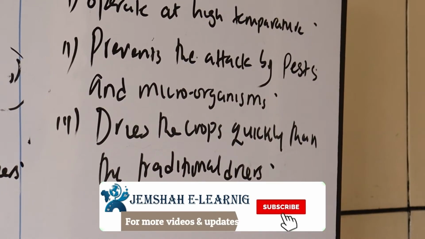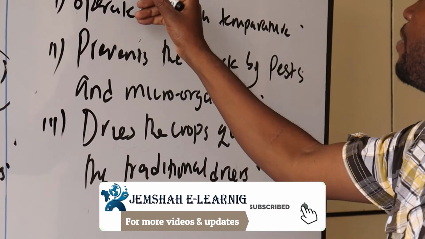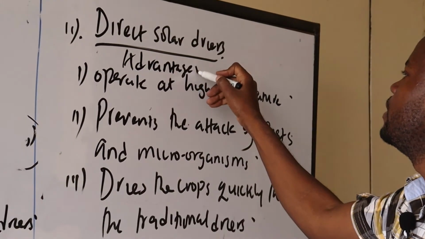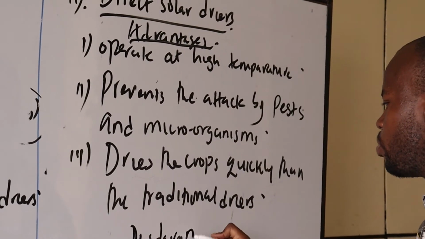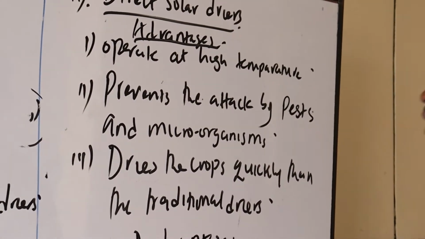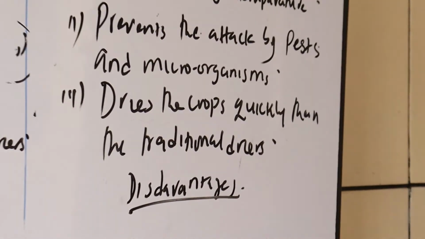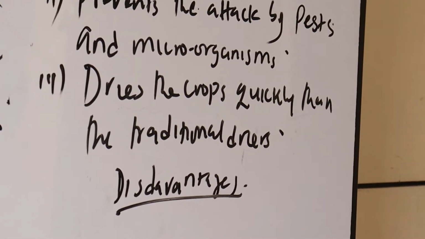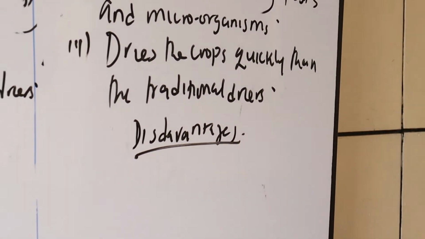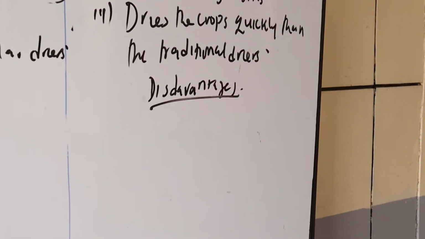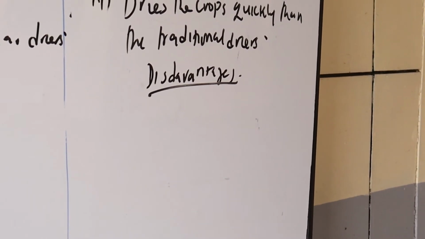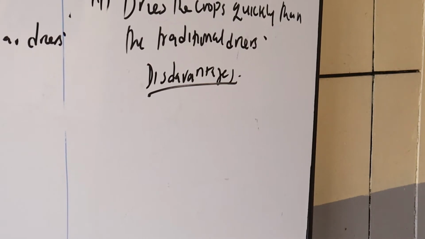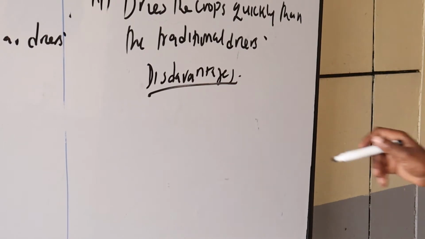So what are some of the disadvantages of this? Those were the advantages of direct solar. So let's look at some of the disadvantages of direct solar dryers. Some of the disadvantages are that exposure to direct sunlight may cause the product to be damaged by the sun. The product is actually in contact with the direct sunlight, and therefore that can bring about damage.